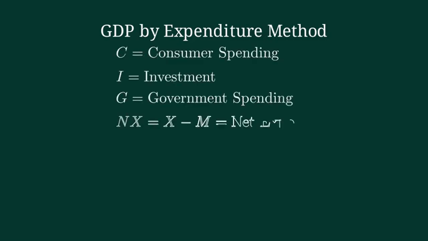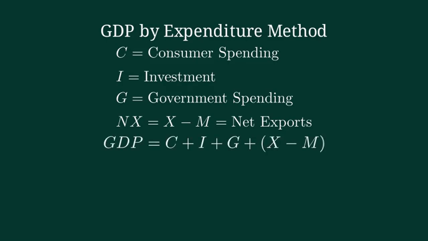In this video, we will learn how to compute gross domestic product using the expenditure method. The expenditure method adds up four parts: consumer spending, which we call C, business investment, which we call I, government spending, which we call G, and net exports, which is exports minus imports, or X minus M. So the GDP equation is GDP equals C plus I plus G plus X minus M.